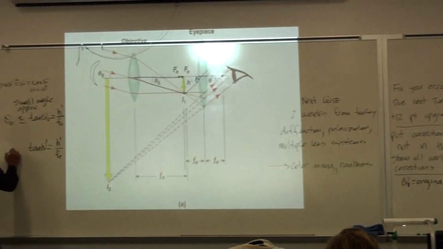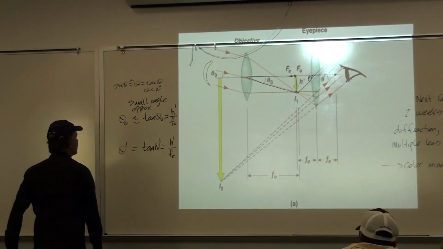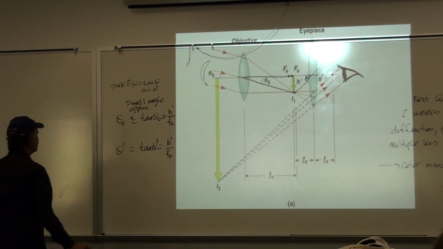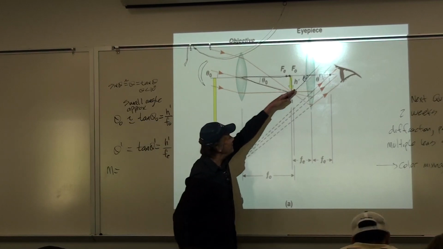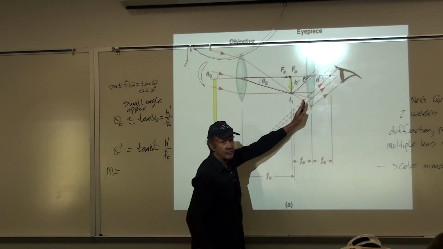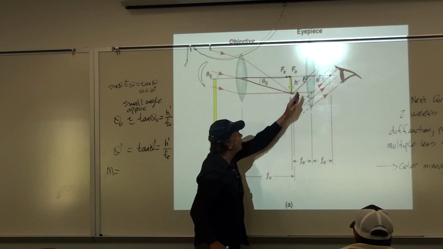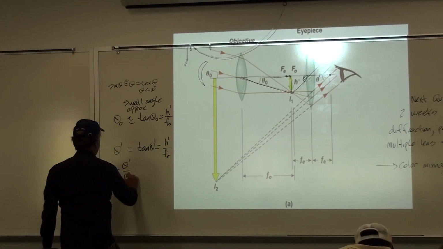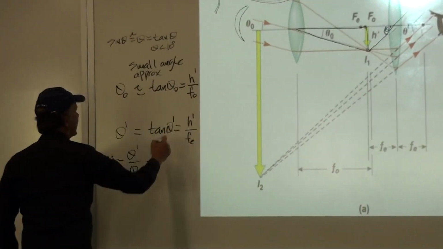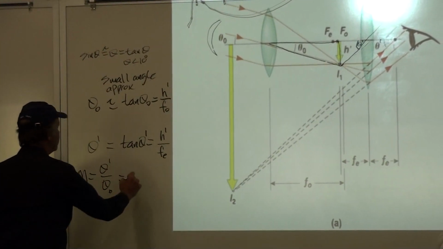And so we can say that this is theta prime, too. It's the tangent of theta prime. And so now if we want the angular magnification, that's just how much more angle we've stretched the image out through. That's going to be theta prime over theta naught. But that's the same thing as tangent of theta prime over the tangent of theta naught.